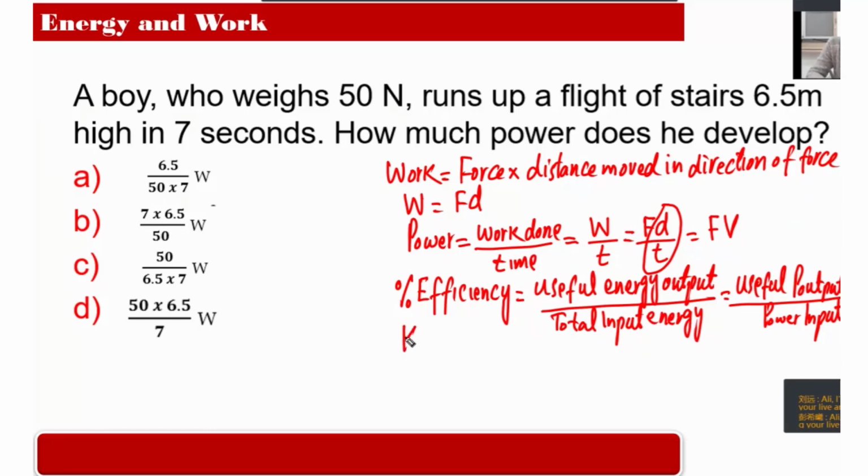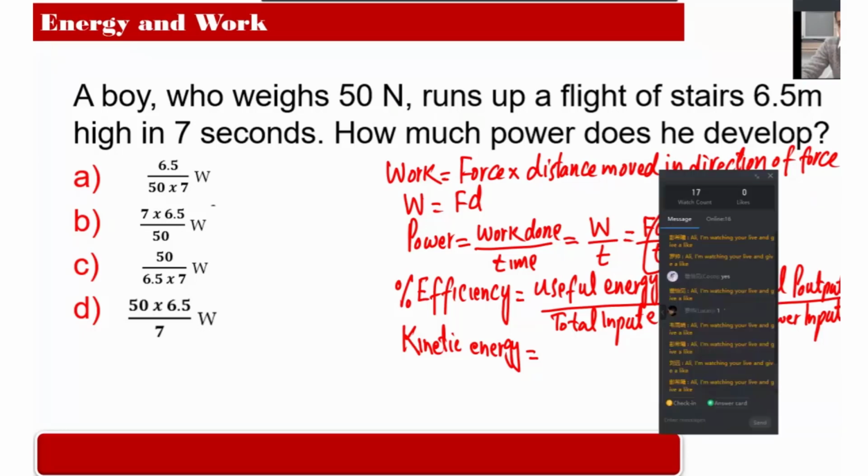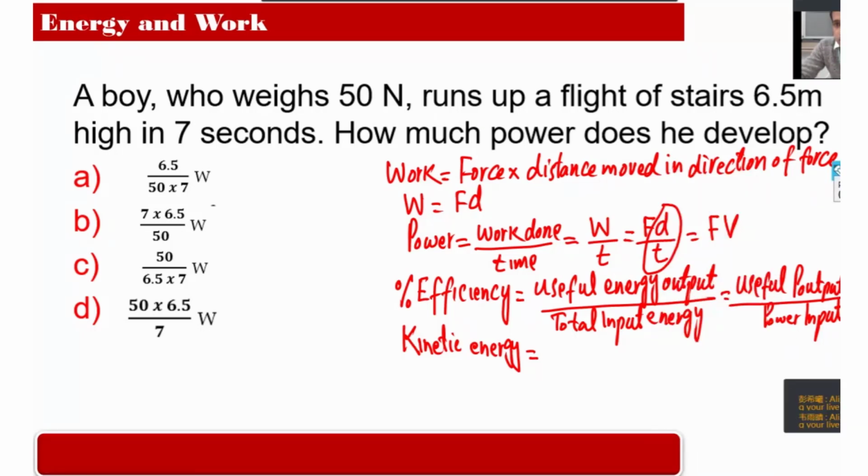Next thing we need to understand is kinetic energy. Can you please tell me what the formula for kinetic energy is? Do you remember? If you remember, you can write it down. Otherwise, let me explain to you.